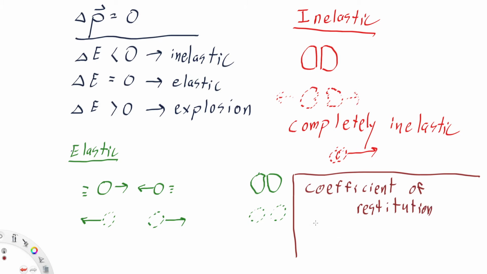The coefficient of restitution is the ratio of kinetic energies before and after a collision. It's the kinetic energy after the collision divided by the kinetic energy before the collision. For a perfectly elastic collision, this is just 1. 100% of the kinetic energy is preserved. For all real collisions, this will be some number between 0 and 1.